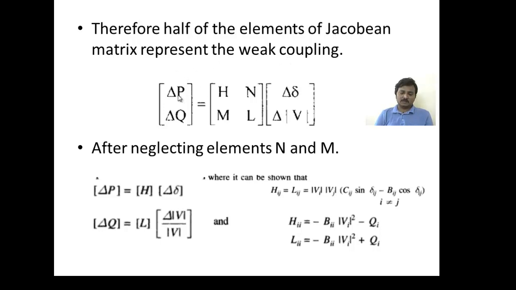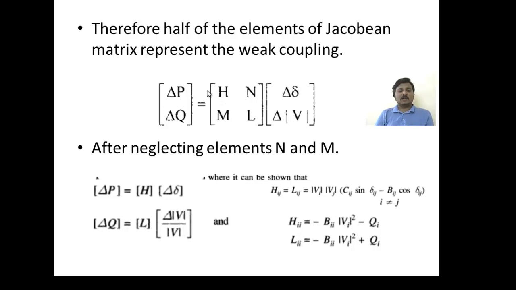Let us see how. H is the relation between the change in P and the change in delta. Element N is the relation between the change in P and the change in voltage. Similarly, element M is the relation between the change in Q and the change in delta, and element L is the relation between the change in Q and the change in voltage.